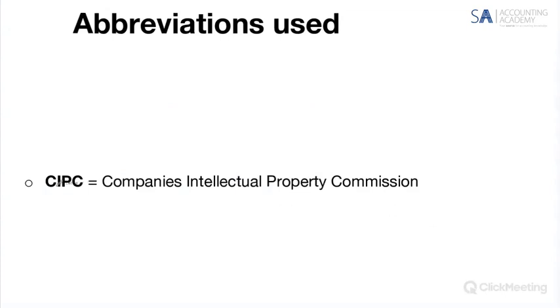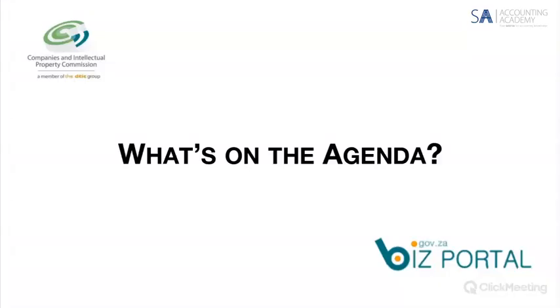The abbreviation that we use for today, you'll recognize the fact that I say CIPC, as most of us accountants and auditors do. I know a lot of people say it differently, so it doesn't matter what you call it. It stands for Companies Intellectual Property Commission, right? So very important on the slides that you've got.